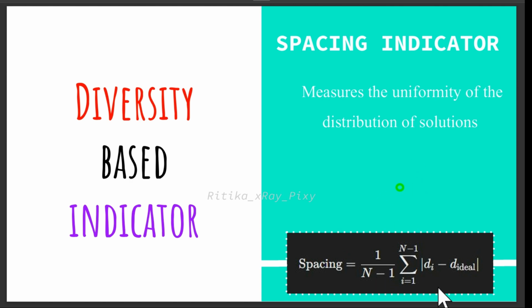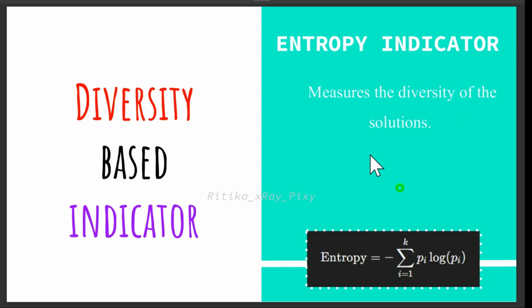First we will sort the solutions based on their objective values. Second, we will compute the distance. We will calculate the distance between each pair of solutions. Third, we will compute the average distance and compare it with ideal spacing. Using this formula, di is the distance between the solutions, and d ideal is the ideal distance between solutions. Next we have entropy. Entropy is used to measure the diversity of solutions.